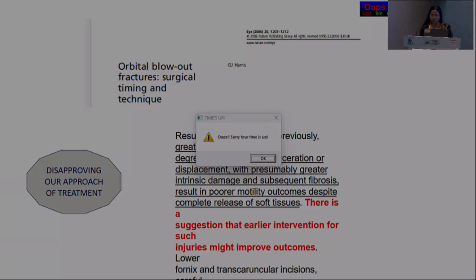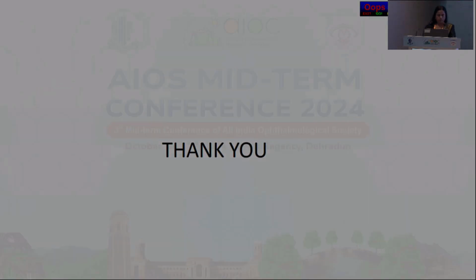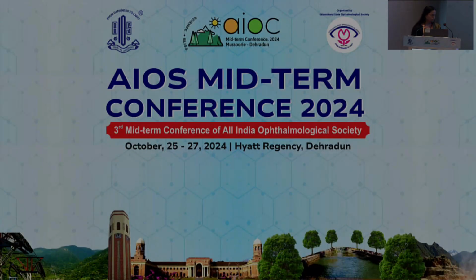There are articles which disapprove our approach, and so the take-home message is, in cases of orbital floor fracture extending close to the optic nerve with soft tissue prolapse but with no restriction of motility, no diplopia, or mild enophthalmos less than 2 mm, observation is a better approach compared to surgical intervention, considering the risk-benefit ratio. Thank you. So, do you approve of the same thing?